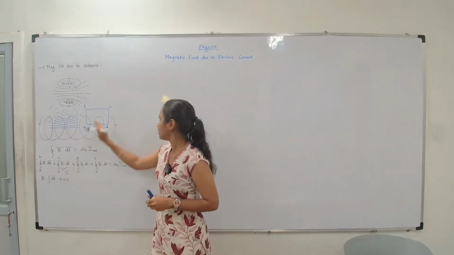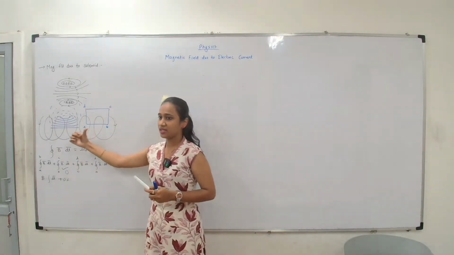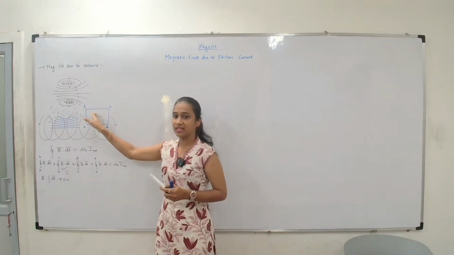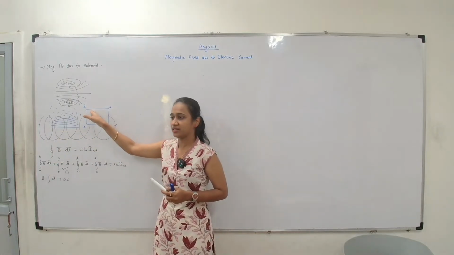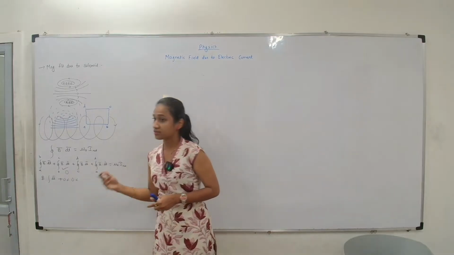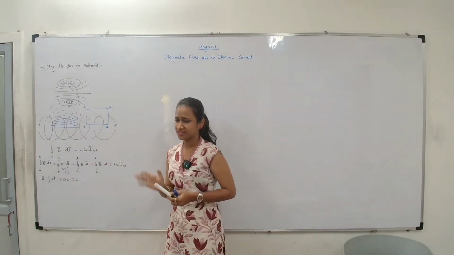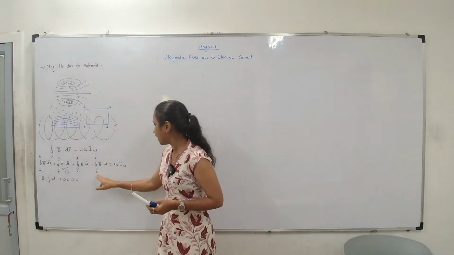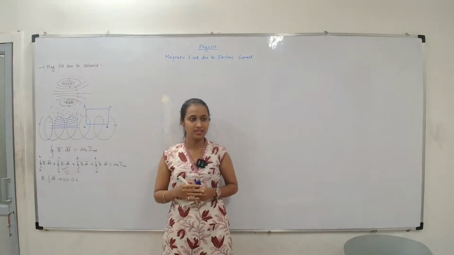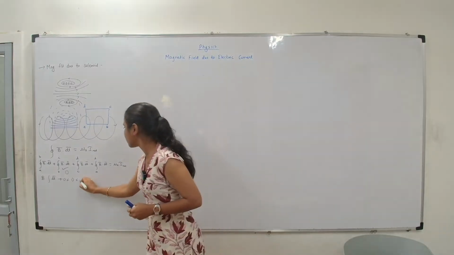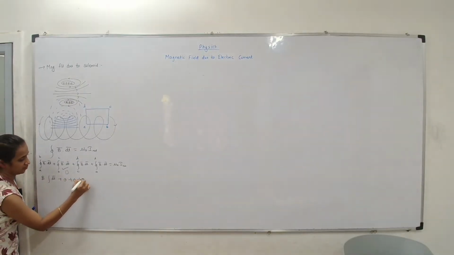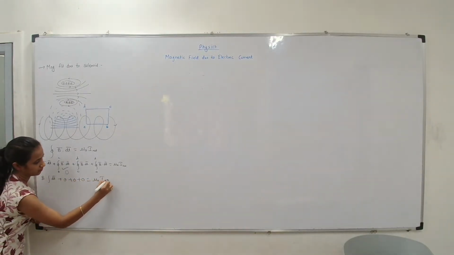Next, CD. CD is horizontal. B bar is in the horizontal direction. Length is in the horizontal direction. But this length is outside the solenoid. So the field present here is 0. So it will be 0 because the value of B here is 0. Clear? It is simple, I told you it is a 2-step job. Next is A to D. Again, field is horizontal, length is vertical, angle is 90 degrees, cos 90 is 0. It will be 0. So 0 plus 0 plus 0 is equal to mu naught times net current flowing.